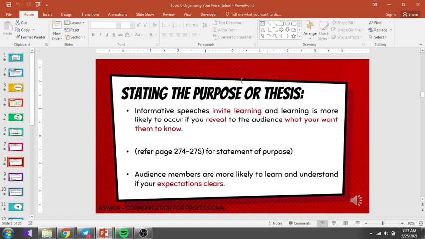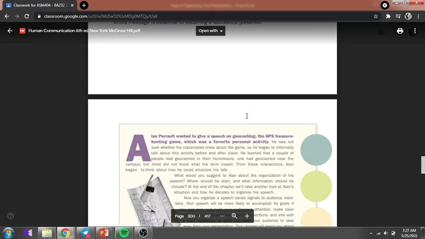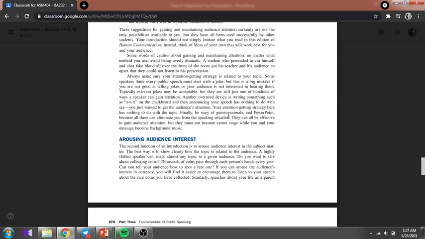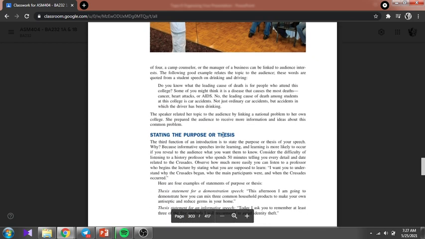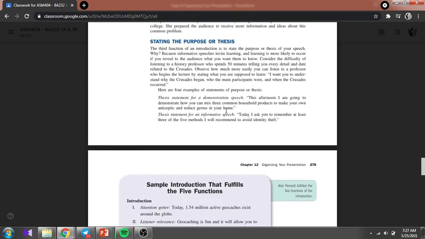Okay, stating the purpose of the thesis. So what I said, the objective: informative speech invites learning, and learning is more likely to occur if you reveal to the audience what you want them to know. Okay, refer to pages 274 to 275 for the statement of purpose. Yes, this reflects our textbook. This one is organizing your presentation, so just go to 274 and 275, stating the purpose of the thesis. They already give you some examples of the statement of purpose here. You just follow this one.